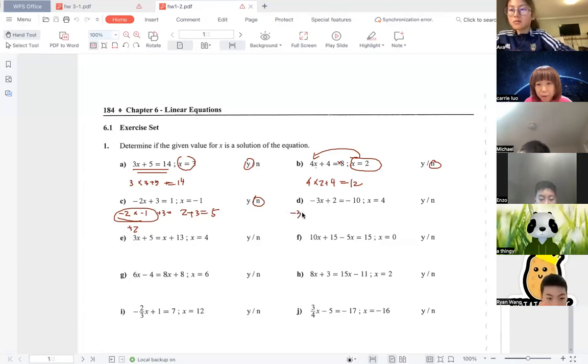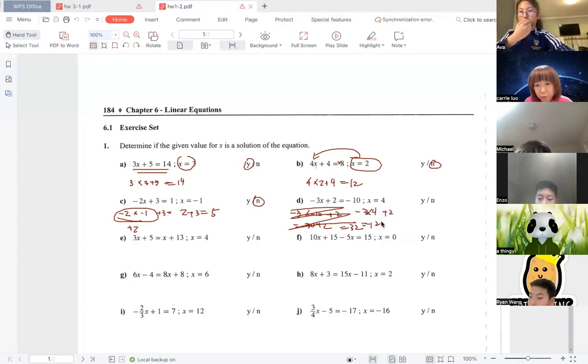So the same thing, negative 3 times... no, wait, sorry, x equals 4, what am I doing. Negative 3 times 4 plus 2 equals negative 12 plus 2 equals negative 10. So for this question, it is right. Understand? So we have 6 of you: 1, 2, 3, 4, 5, 6.